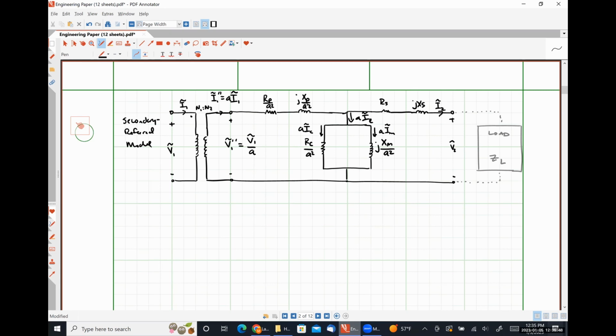And then I can certainly eliminate my transformer, which will give me my secondary T model. Oh, actually, let me do one other thing here just really quick. So let's call this RP double prime, XP double prime. We could call this RC double prime, and we could call this XM double prime.